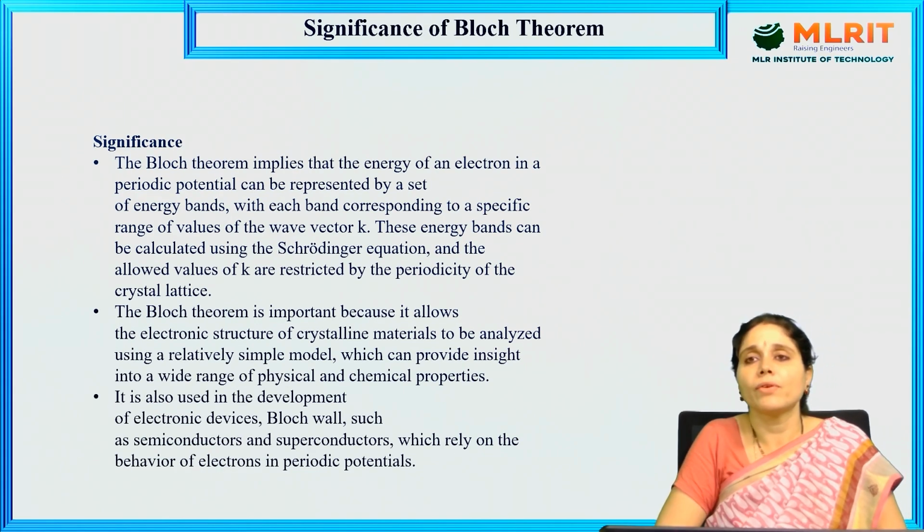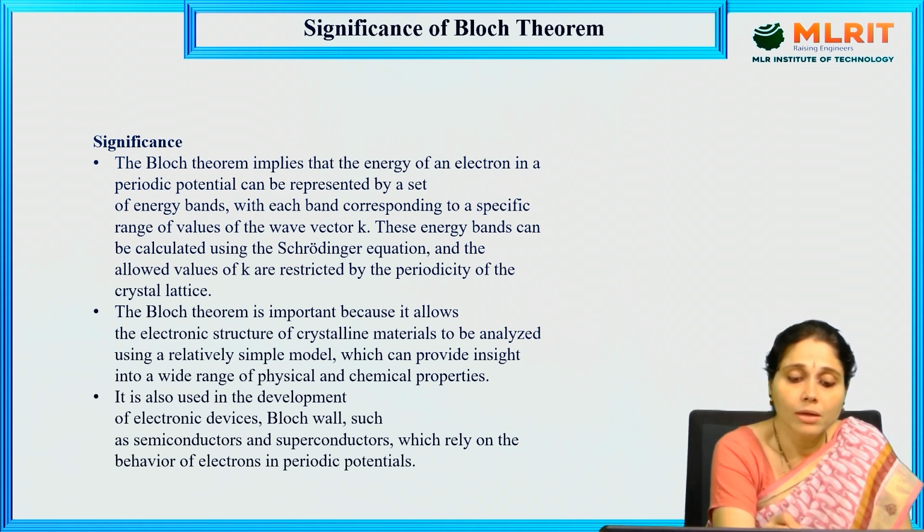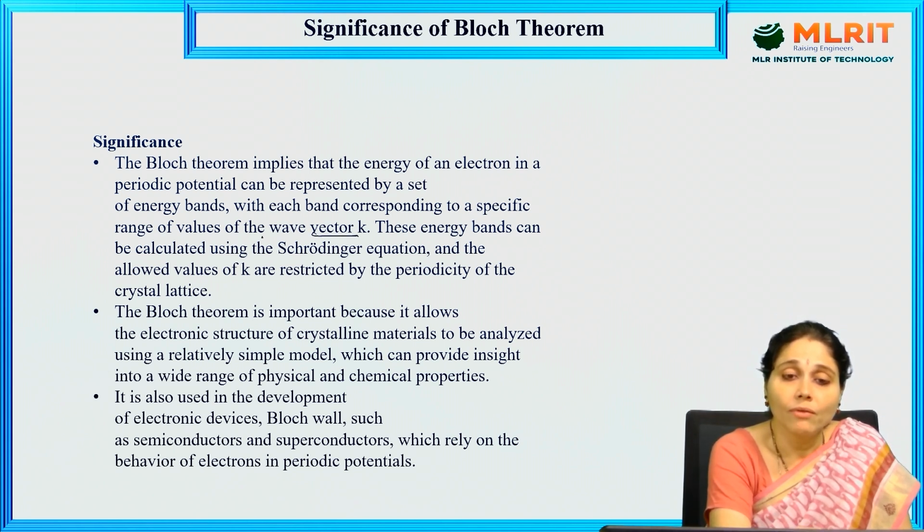So what is the significance of Bloch theorem? The Bloch theorem implies that the energy of an electron in a periodic potential can be represented by a set of energy bands, with each band corresponding to a specific range of values of the wave vector k. Okay, so remember this one also. This is specified by the wave vector k.